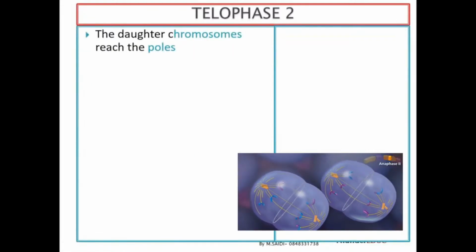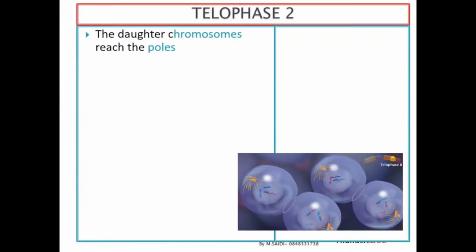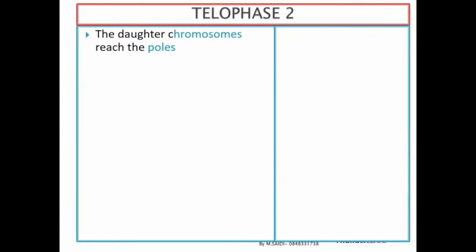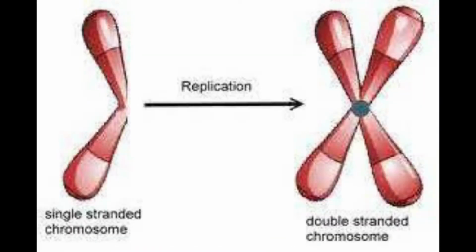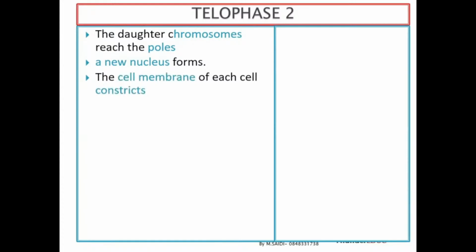The daughter chromosomes reach the poles in telophase 2. When they reach the poles, we don't call them chromatids anymore. We call them chromosomes. Actually, that's what we call single-stranded chromosomes or unreplicated chromosomes. So it's supposed to get time, so that these chromosomes can grow and become double-stranded again. That's why we need interphase. So a new nucleus then forms. It means that the nucleolus also comes back. It means that it reforms.